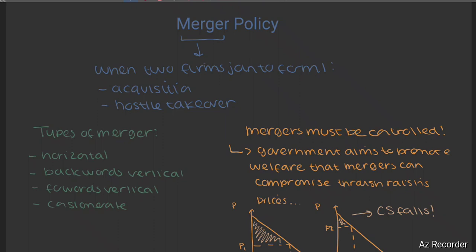Then we've got backwards vertical integration, which is when two firms in the same industry but different stages of the production process merge. Same with forwards vertical integration. We're just going in separate directions. So maybe a chocolate manufacturer merges with a retailer, that would be forward. Say a retailer merges with a chocolate manufacturer, that would be backwards.